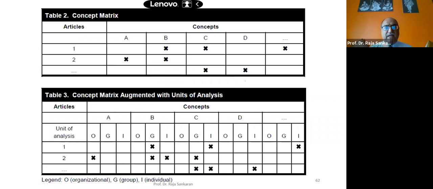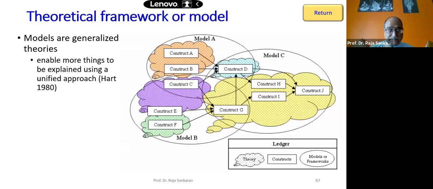The third could be based upon the concept matrix, which is augmented with a unit of analysis. What this unit of analysis could be, for example, in the HR domain, is something at the organization level, at the group level, at the individual level. So for each of the literatures, identify the different unit of analysis and then do your literature study in order to do a synthesis and identify some of the rationale associated.